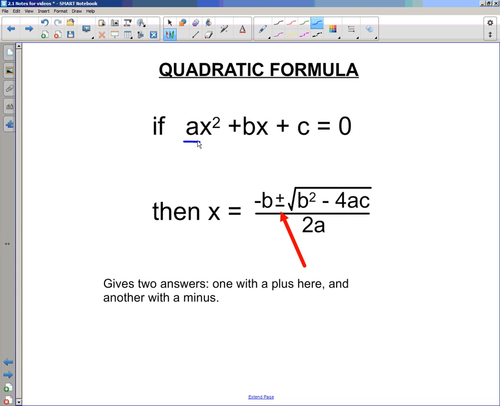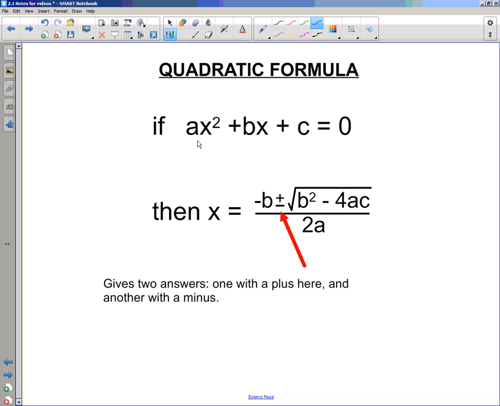A is going to be the number in front of your x squared term, b in front of the x, c is going to be your constant. And it's important that you keep the correct signs on there. So if you see something that's got a negative 2x plus 5, b is negative 2. So be conscious of your signs.